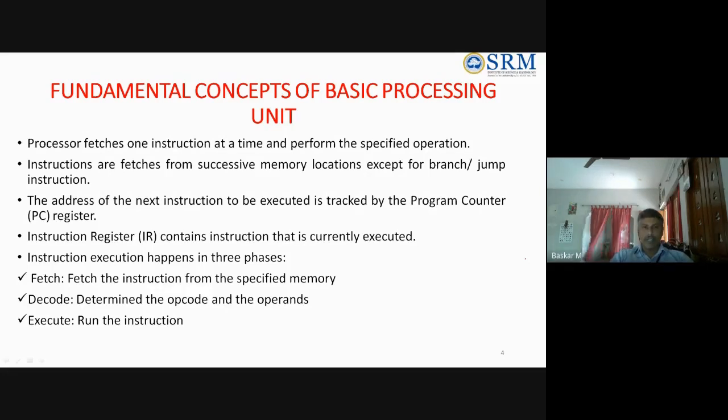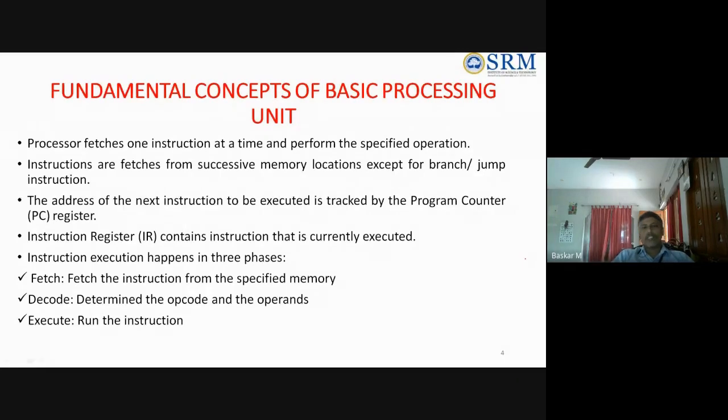operations. Here the instructions are fetched from successive memory locations, except for a branch or jump instruction. If it is an ordinary instruction, it's going to fetch the instruction from the successive memory location. Where the instructions are going to be fetched, and from which address, is decided by the program counter.